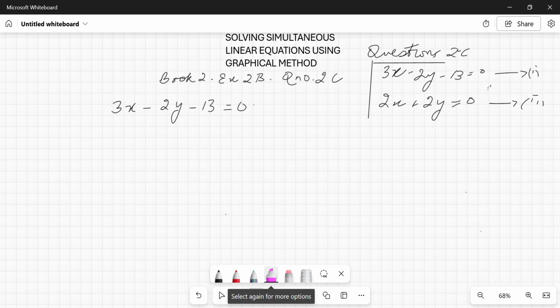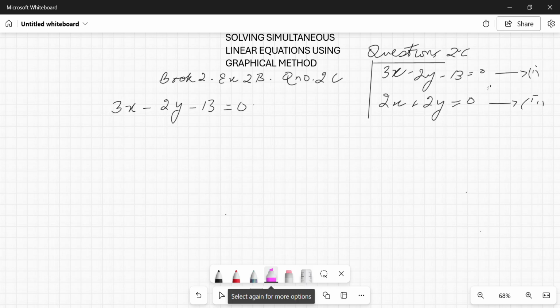Hello students, in this video we will learn simultaneous equations by using the graphical method. Okay students, so I'm solving exercise 2b, question 2c, from book 2.